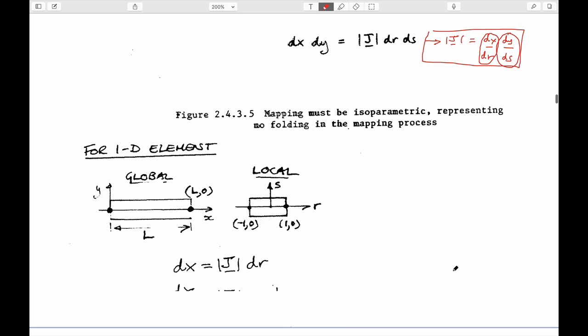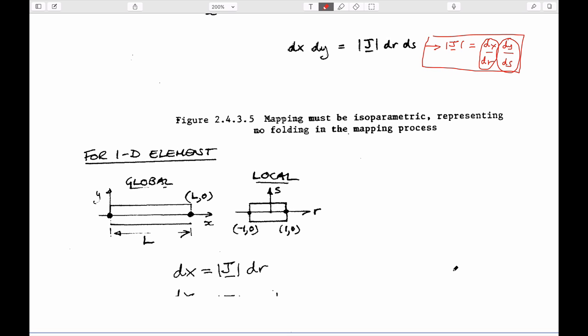And so if we had a one-dimensional element, which is the one that we'll deal with first, the geometry is just this. We only have x in this case, so we've lost y and s. So we have a global geometry which looks like this, which has a length L. We have a local geometry which has a length which is equal to 2.